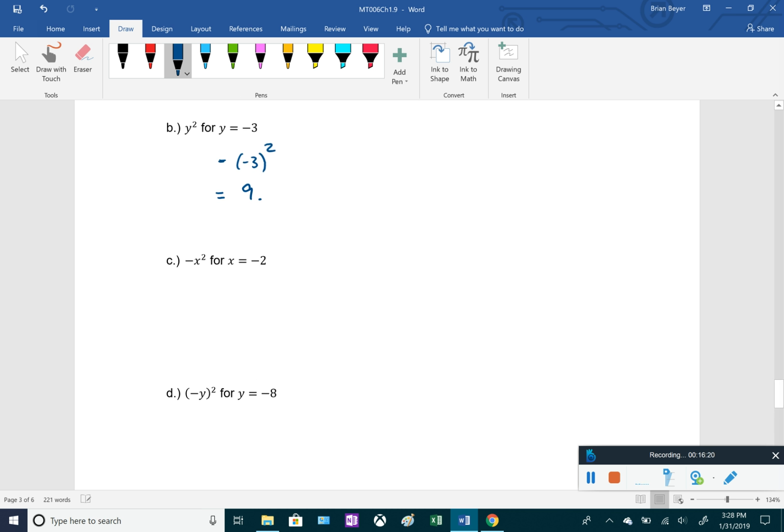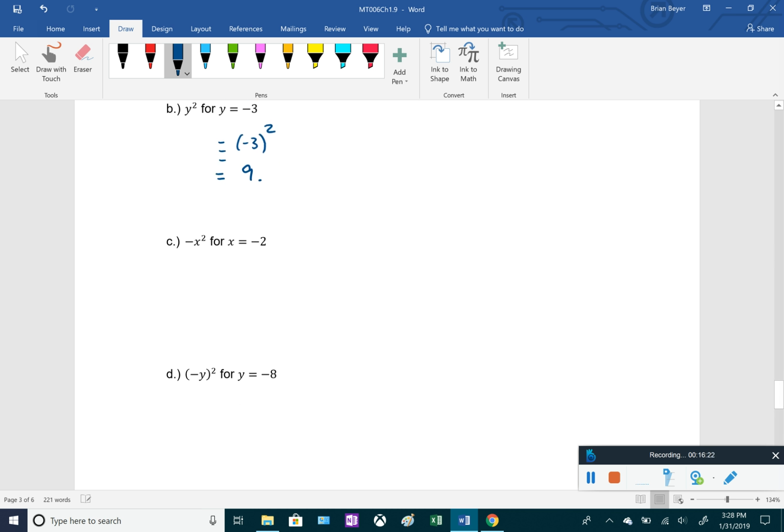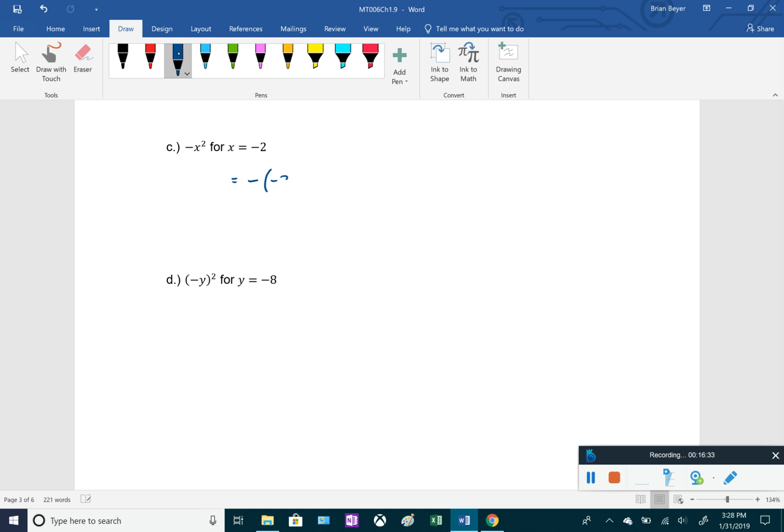Okay, and for the next one, we have negative x squared. So we have to be a little bit careful here. It's going to be negative, and then negative 2 squared. So we have to do the exponent first. So that's negative 2 squared. That's going to be negative 2 times negative 2, which is positive 4. But there's still that negative out front, so this whole thing is negative 4.